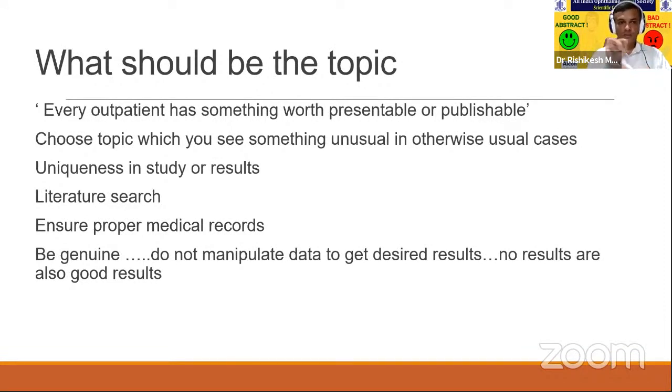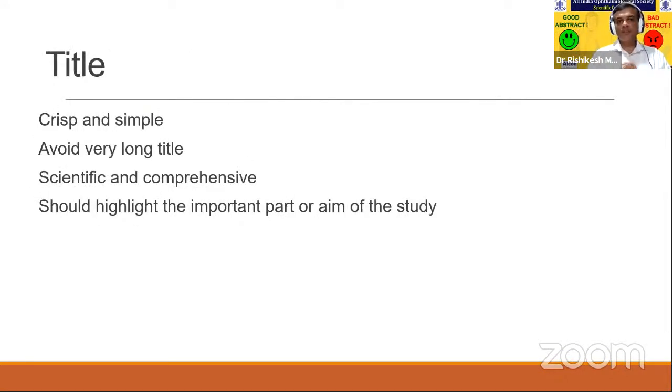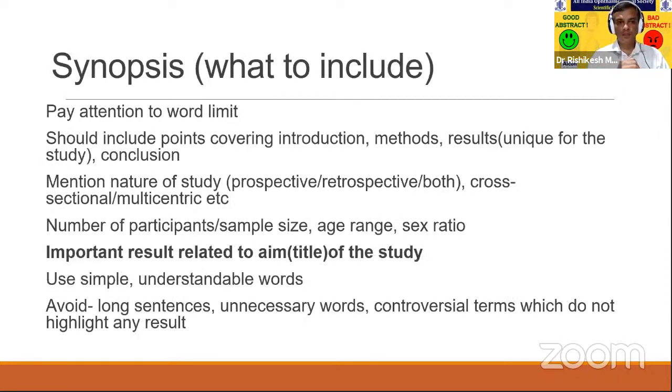Most important is to go through the literature search and compare your study with the previous studies which have been done, to find out what is different about yours, and also be genuine. Don't try to manipulate the data to get a desired result. Sometimes no result also is a good result. As already mentioned by Manisha madam, the title should be crisp and simple. Avoid a very long title, and you don't need to put flashy words like demystifying or something like that. It should be very simple and straight, so as to come to the point directly.